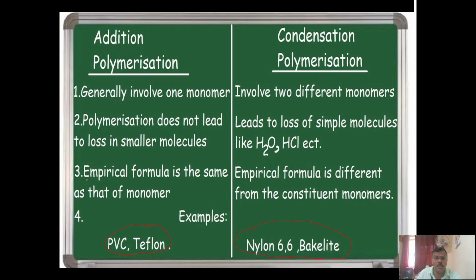The empirical formula is the same as that of the molecular formula in addition polymers, because only n times we have to add. We are not going to make any changes. But here, the empirical formula will change, because each time you are eliminating some small group or product. So definitely there will be a change in the empirical formula. And the known examples for addition polymers: PVC and Teflon. What is PVC? Polyvinyl chloride. Teflon is polytetrafluoroethylene. On the other hand, nylon 66 and bakelite are the examples for condensation polymerization reactions.